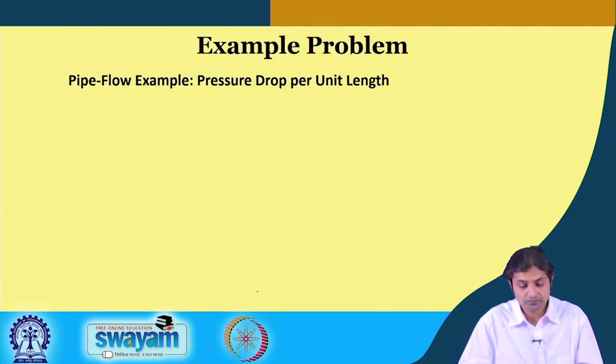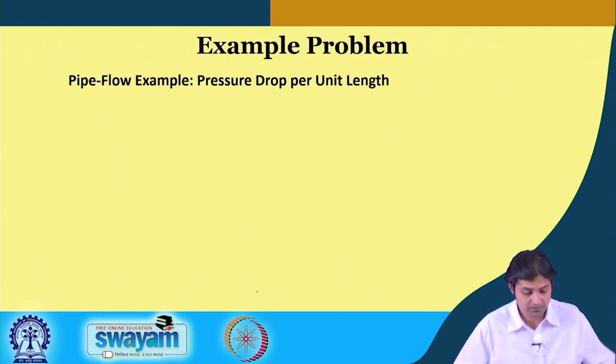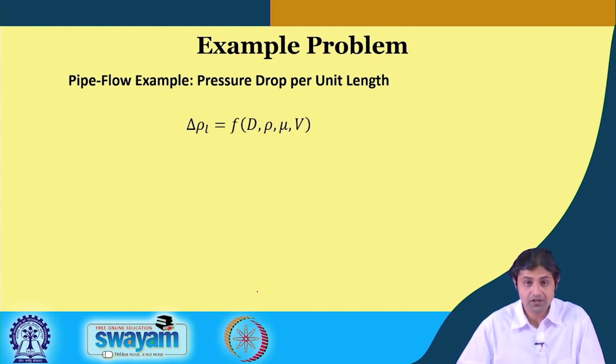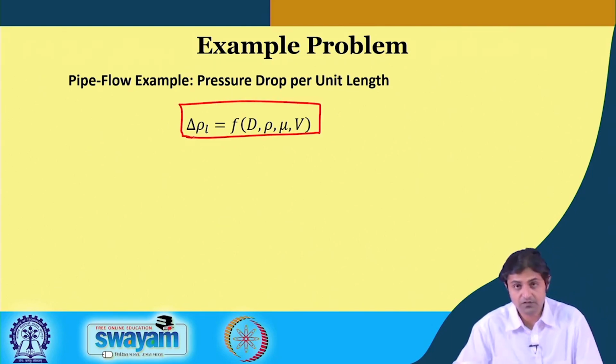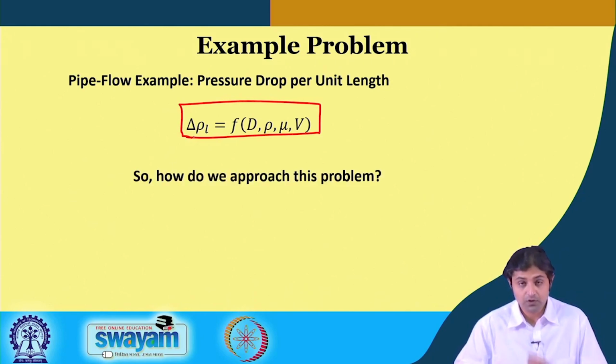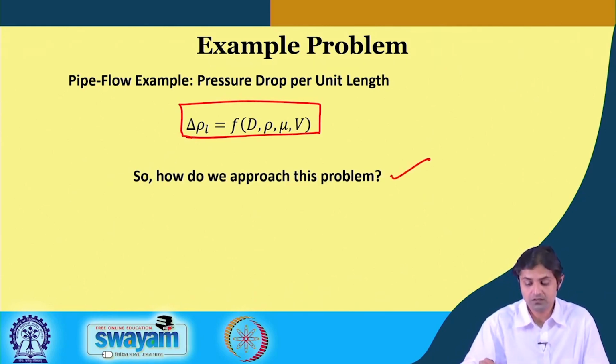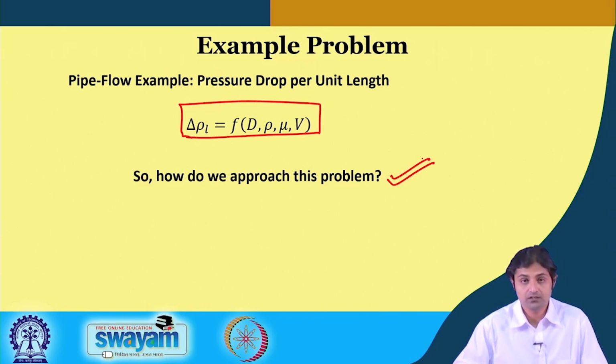So, the example problem, we are continuing with the discussion. As we wrote, I am writing this expression again: pressure drop per unit length is a function of these 4 variables. So, the question is, how do we approach this problem? That is the key here.